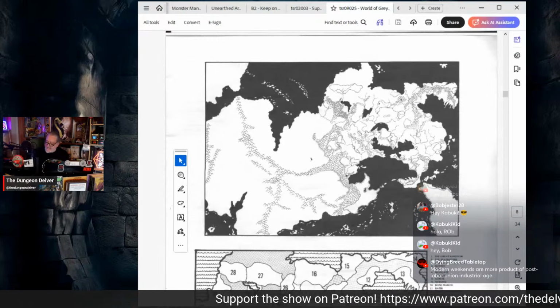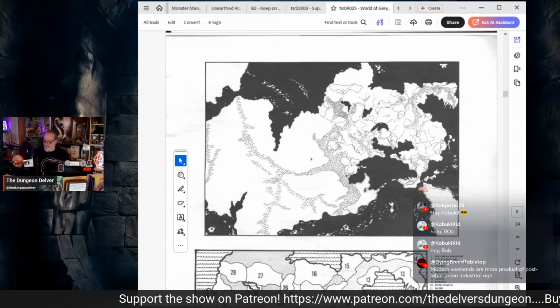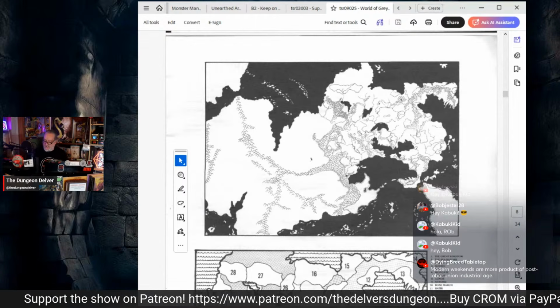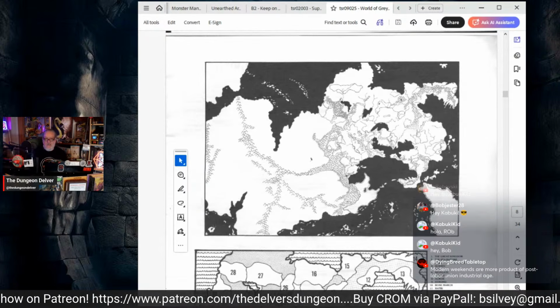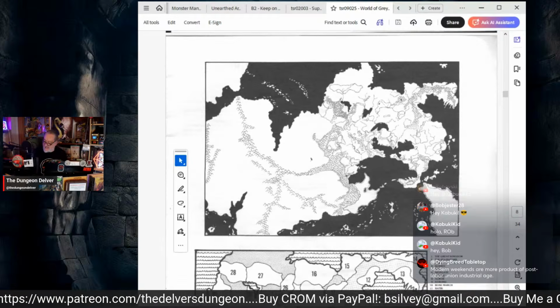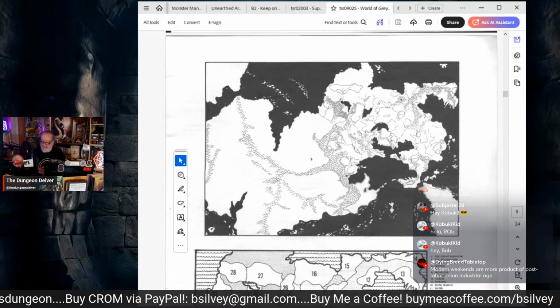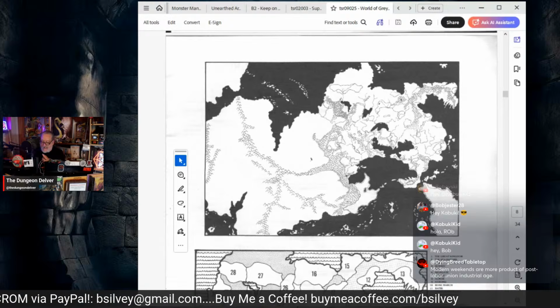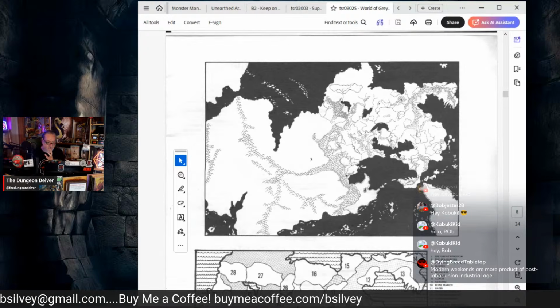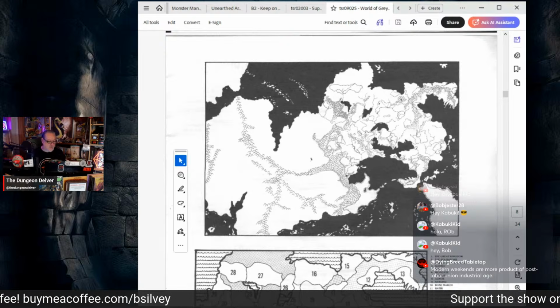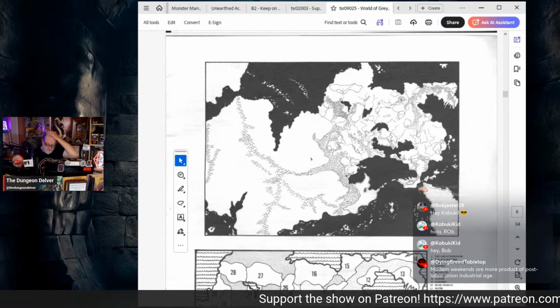But this is an important map also. It is unfortunately smaller in the World of Greyhawk box set, which is what makes the Gazetteer so important. This is worth getting and adding to your Greyhawk collection from Drive-Thru-RPG. This whole PDF is available from Drive-Thru-RPG.